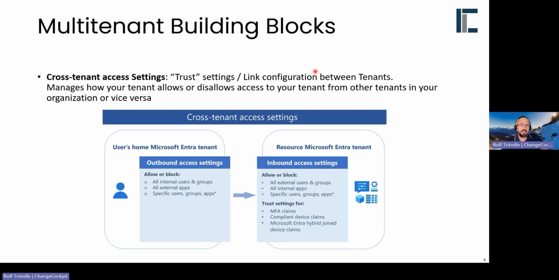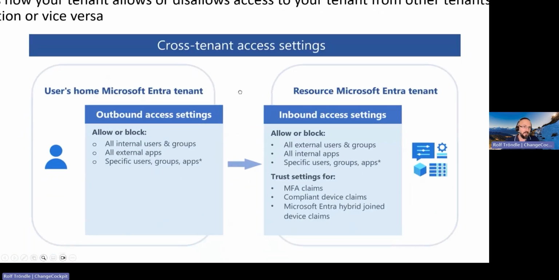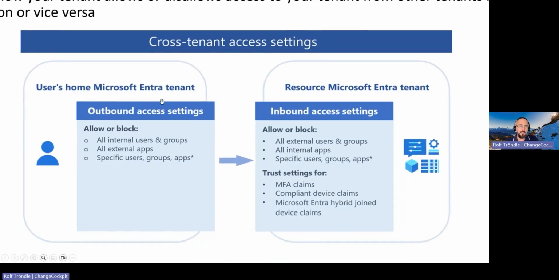These are trust settings. If you know Active Directory from on-premises, perhaps you know you could create forest trusts. You can trust two individual Active Directories. So that's some kind of a trust like from Active Directory. It's called cross-tenant access settings, where you can link two tenants together in a trust relationship. It manages how your tenant allows or disallows access to your tenant or from your tenant to the other tenant.